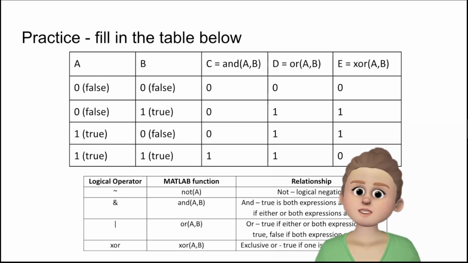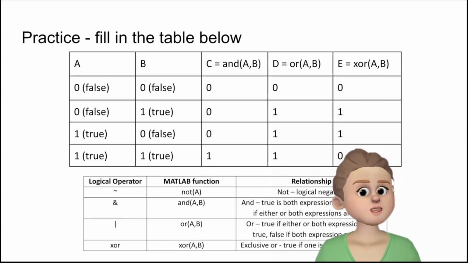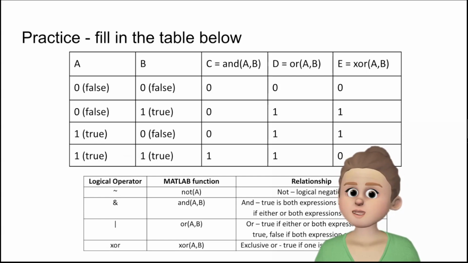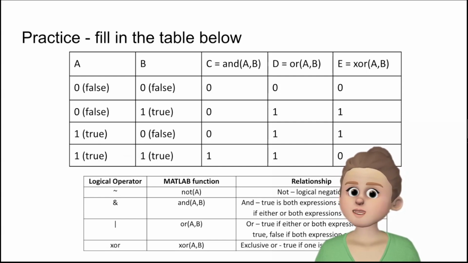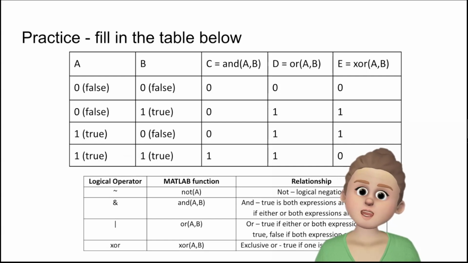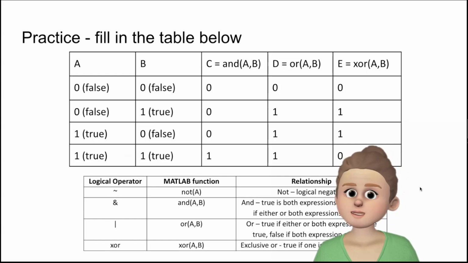The next two rows, rows 2 and 3, are going to yield the same results. In both of those conditions, one is true and the other is false. So if one is true and one is false, then your and will be false, your or will be true, and your exclusive or will also be true. And last, if they're both true, that's the only time that your and will be true. Your or is also true, but the exclusive or is false because that is only true if just one of them is true.